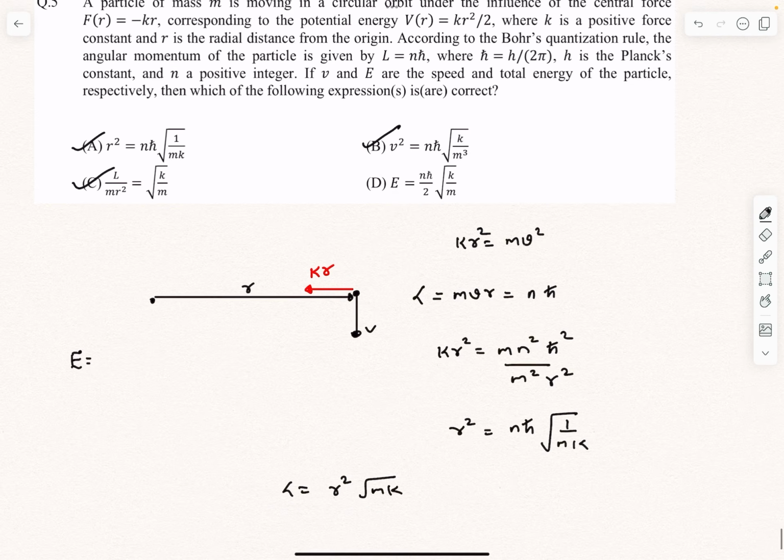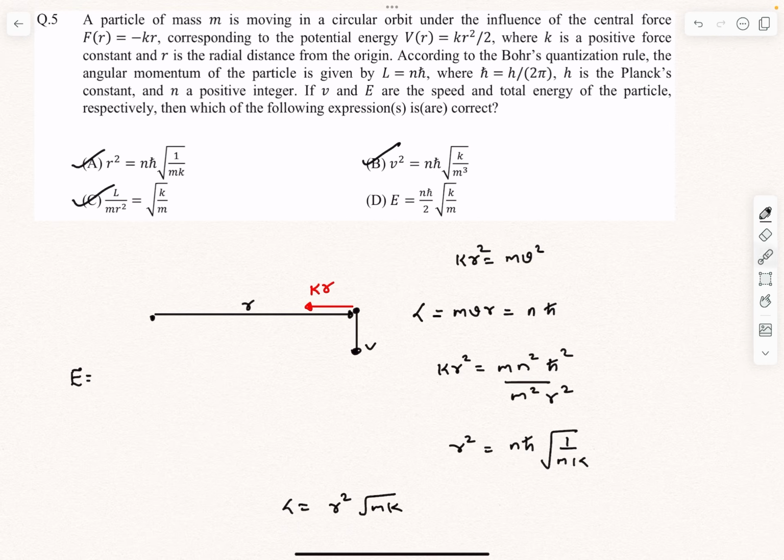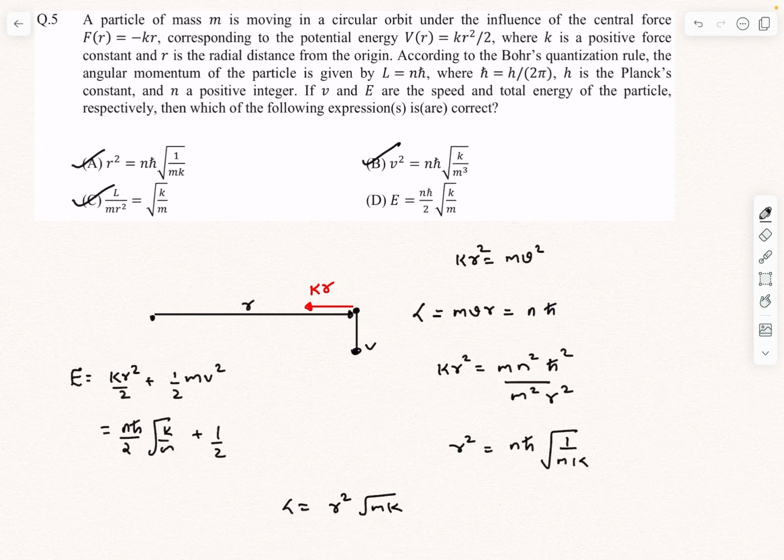And the total energy of the particle will include the potential energy due to the central force, right? So that will be kr squared by 2. And then we'll include the kinetic energy of the particle, which is half mv squared. So v squared we'll get rid of. So now instead of r squared, we'll put this particular value over here and the answer will turn out to be nh cross by 2 square root of k by m, and for half mv squared also it will be nh cross by 2 square root of k by m, and the final answer just turns out to be nh cross square root of k by m, which doesn't match with option D and therefore it is wrong.